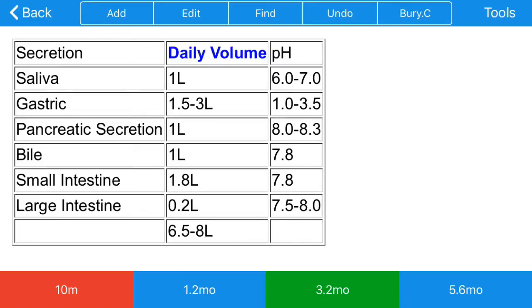So let's see. My upper range is small intestine secretes 1.8. That's important. That includes the duodenal secretions, I suppose. And bile is 7.8. Small intestine is 7.8. Large intestine is 7.5 to 8. Centered around the same. They're all kind of basic. Our intestines are super basic.